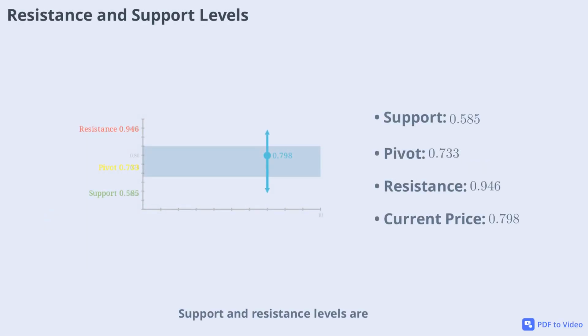Support and resistance levels are crucial for understanding MSPR's trading range. The pivot point is at 0.733, with support at 0.585 and resistance at 0.946. The current price sits above the pivot but below resistance, creating a wide band for potential price swings. If the price holds above 0.733, it could target the 0.946 resistance. A break below 0.733, however, might trigger a decline toward the 0.585 support. Given the stock's volatility, wide swings between these levels are likely.